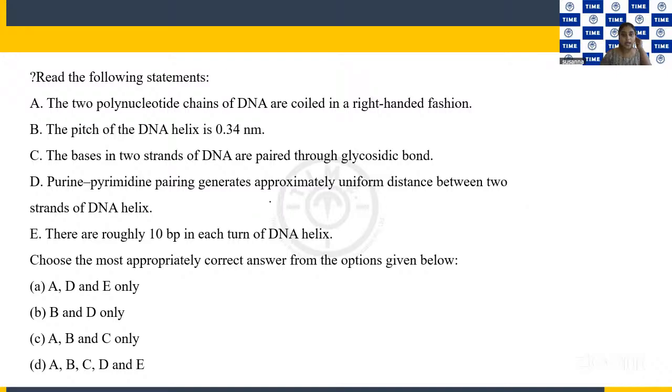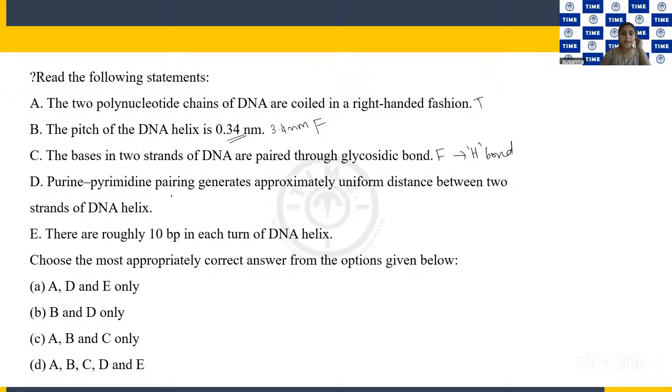Next question, again we have a couple of statements and you need to pick out the correct statement. The first statement is, two polynucleotide chains of DNA are coiled in right-handed fashion. This is a true statement. Okay. The pitch of the DNA helix is 0.34 nanometer. No, it is 3.4 nanometer. Okay, so this is a false statement. The bases in two strands of the DNA are paired through glycosidic bond. It's false. It is through what? It is through hydrogen bond.